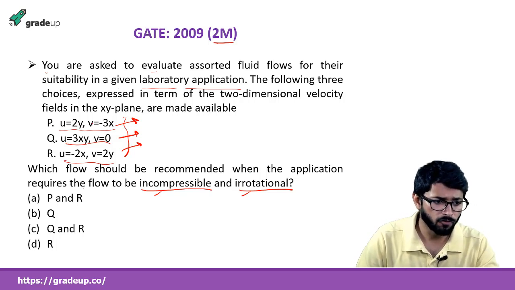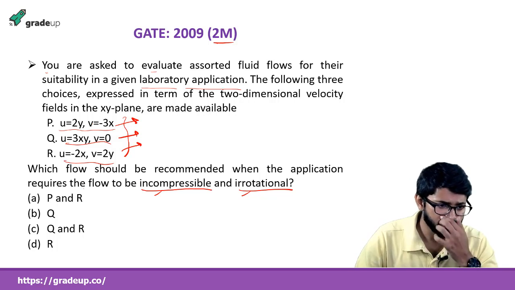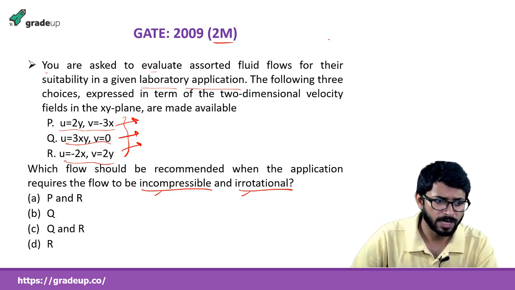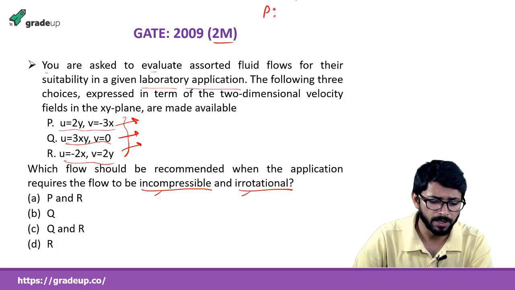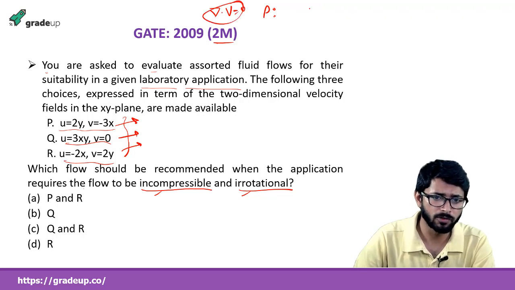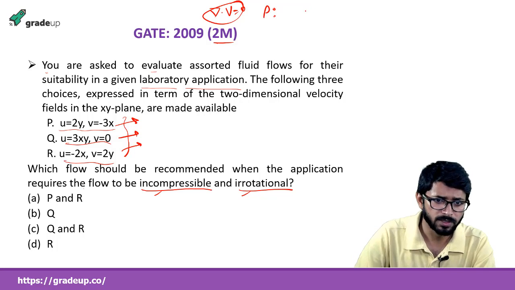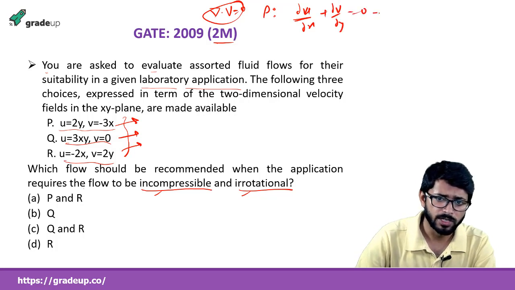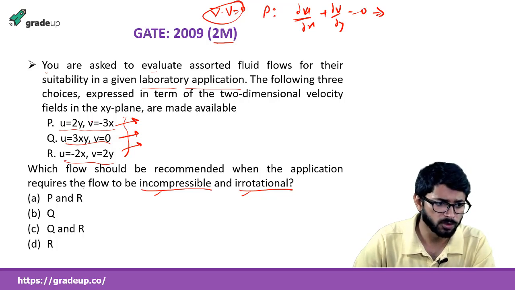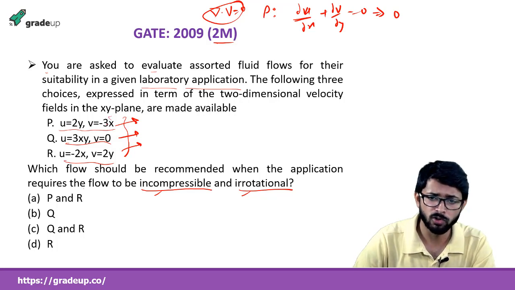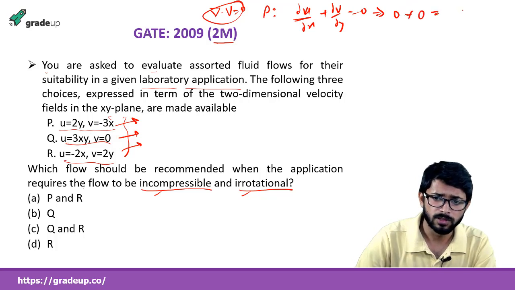So for this we have to check one by one. Let's check for the incompressible flow, let's check for P. For incompressible flow, we know that del dot V should be equal to 0. Divergence of velocity should be equal to 0. So taking del u by del x plus del v by del y, it should be 0. So let's check. Del u by del x will be 0 because no x component is here. Del v by del y is also 0 because no y component is here. So it comes out to be 0.